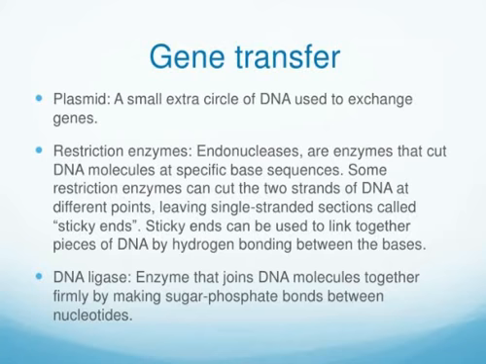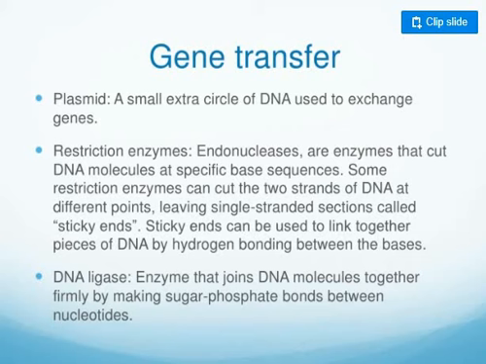Gene transfer. A plasmid is a small extra circle of DNA used to exchange genes. Now, a plasmid has the capacity to copy itself, and it can also be used to exchange genes. This is very, very important.